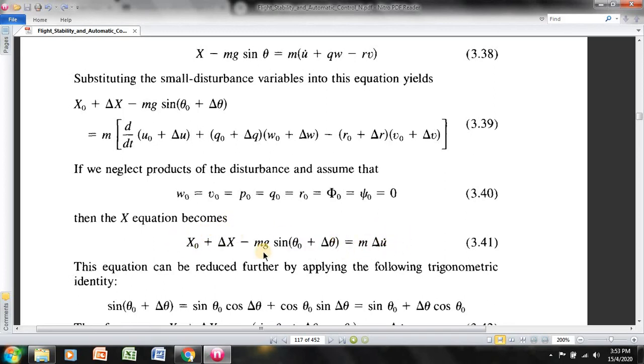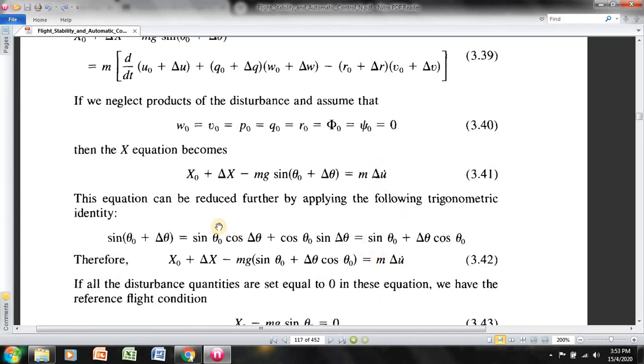It leaves us with this equation, meaning X naught, the initial force, plus the disturbance in the X force, minus mg sine of the initial pitch angle plus the disturbance pitch angle, is equal to mass times the change in velocity, which is basically the additional acceleration. This equation can be reduced further by the following trigonometric identity. For example, sine of theta naught plus delta theta is equal to sine theta naught cosine delta theta plus cosine theta naught sine delta theta. Why? Because we want to make this as simple as possible.